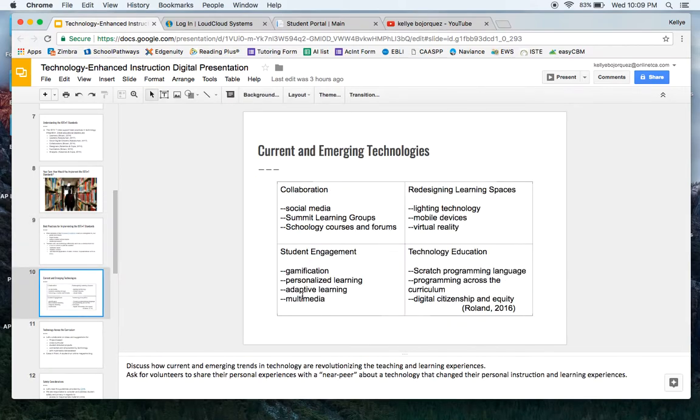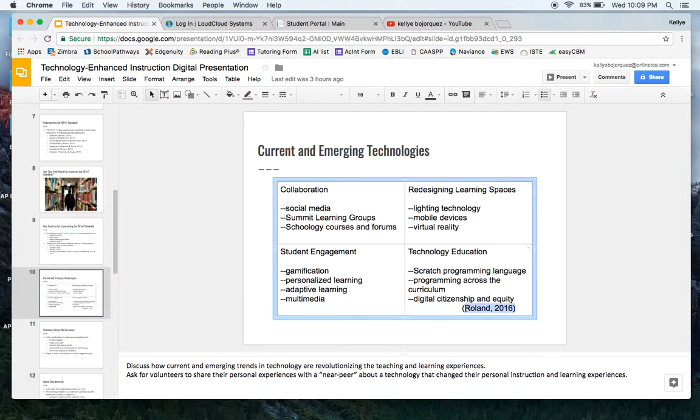And then talking about some exciting current and emerging technologies that are happening. Roland's wonderful article gives us some background on some things that are recently happening that are changing the landscape of technology and education.